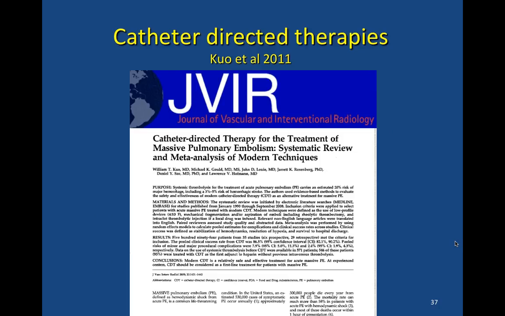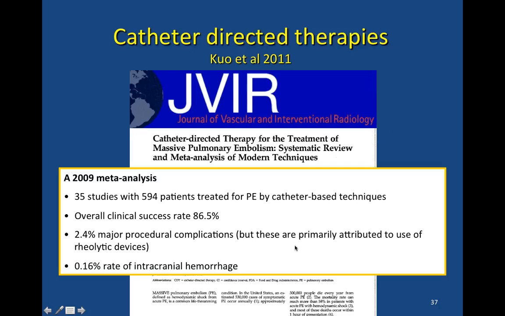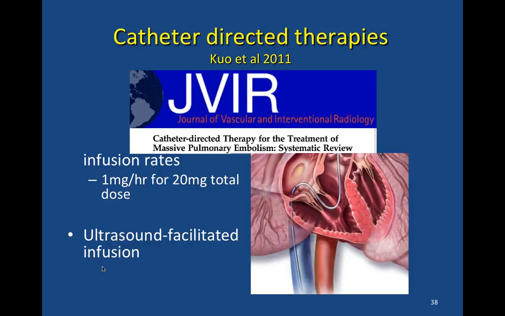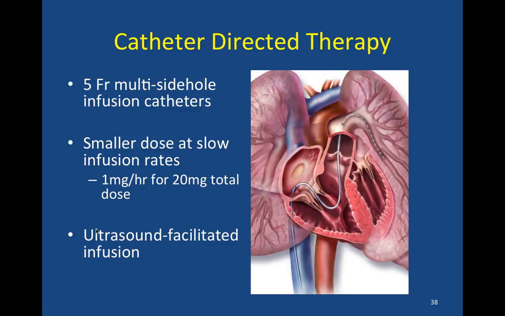There has been a meta-analysis of studies, and there's not a lot of good data on this treatment option either. The meta-analysis looking at a lot of patients treated with catheter-directed therapies showing that these patients have relatively reasonable outcome, clinical success rate of 86%. There was 2.4% major procedure complication, but most of that was due to a device called AngioJet. This is why we don't use that in PE anymore. The rate of intracranial hemorrhage is very low, 0.1%.